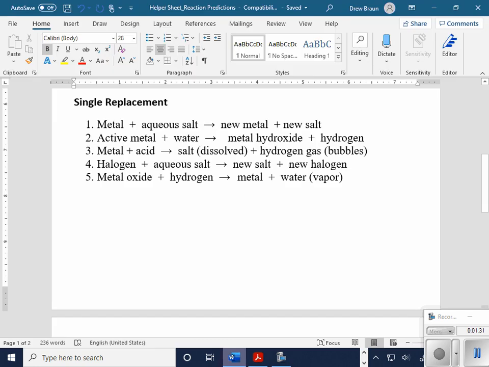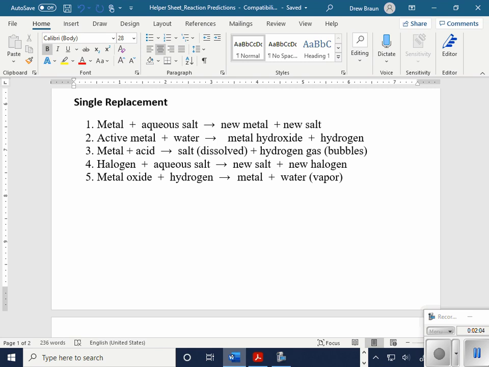Well, we're going to come back to this guy right here. And this goes along with your outline. So I'm looking at your outline. I'm looking at the 5 different types of a single replacement reaction. So as I'm looking at these, do I have a metal and an aqueous salt? Well, calcium's definitely a metal. Sodium oxide is an aqueous salt. So it could be a single replacement one.